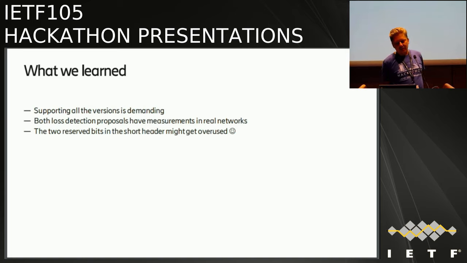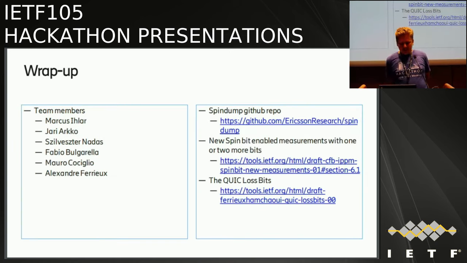We see that both these loss detection proposals have measurements in real networks, and we hope to be able to facilitate more measurements of this. But the problem is that we only have 2 reserved bits, and 2 reserved bits for 2 proposals is not that much. This was done with me, Mark Zillar, Jari Arko, Sylvester, Fabio Mauro, and Alexandre. You can find our tool, Spin Dump, at GitHub, and the new measurement proposals you can find at these links. So yeah, that's it.